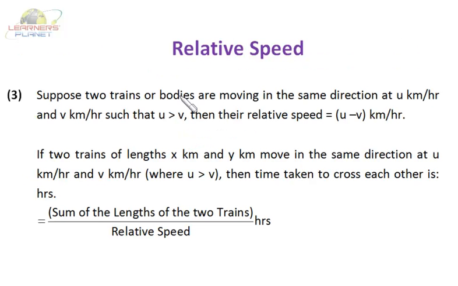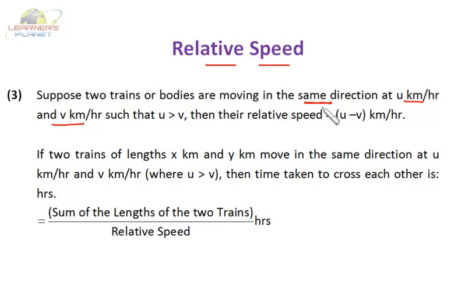Now, friends, next very important concept is the concept of relative speed. Relative speed means the difference or the addition of the speeds of two bodies. Now let's try to understand it. Suppose two trains or bodies are moving in the same direction at u kilometer per hour and v kilometer per hour respectively, and u is greater than v, then their relative speed is u minus v kilometer per hour, provided they are moving in the same direction.